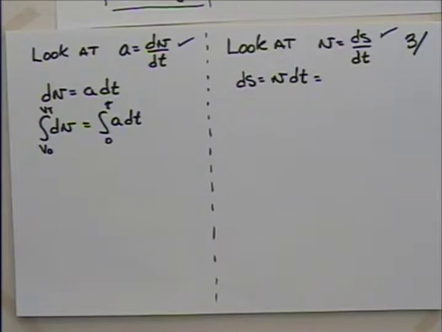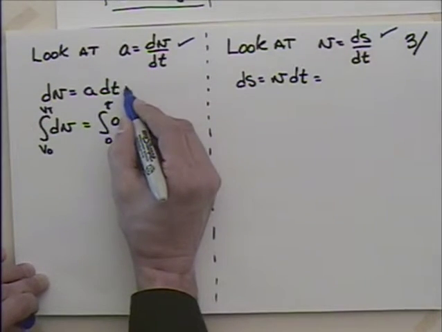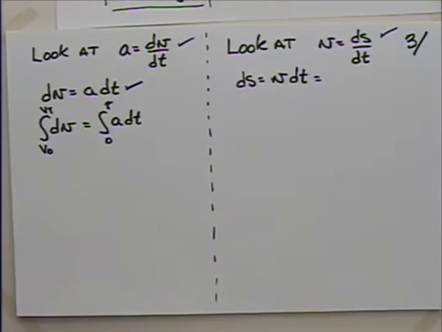Looking first at a equals dv/dt, I rearrange that a little bit, essentially cross multiplying, so dv is equal to a dt. Then I integrate both sides. I'm going to integrate dv from v naught to v sub t, and then I'm going to integrate a dt from 0 to t, time starting at 0.